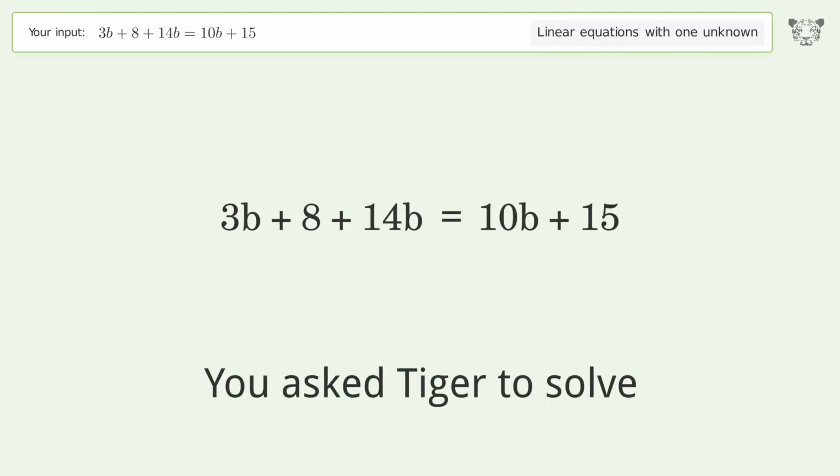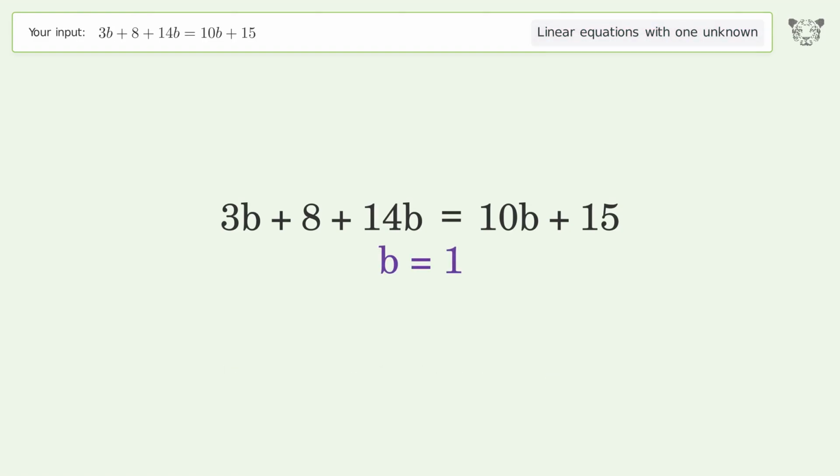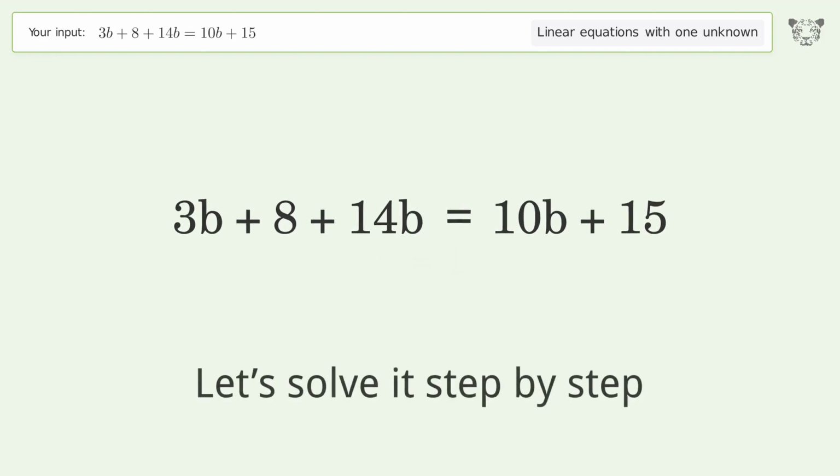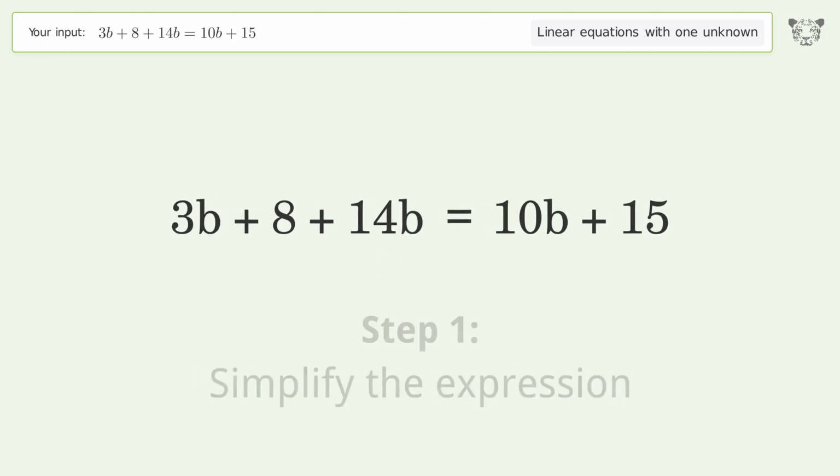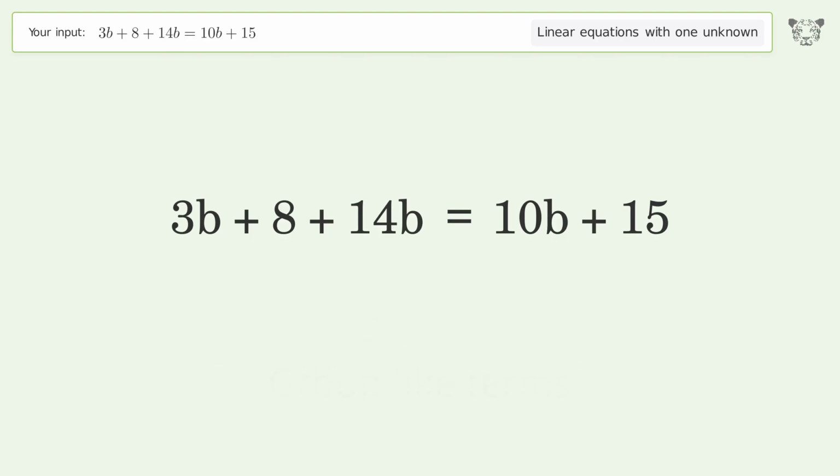You ask Tiger to solve this. This deals with linear equations with one unknown. The final result is b equals 1. Let's solve it step by step. Simplify the expression. Group like terms.